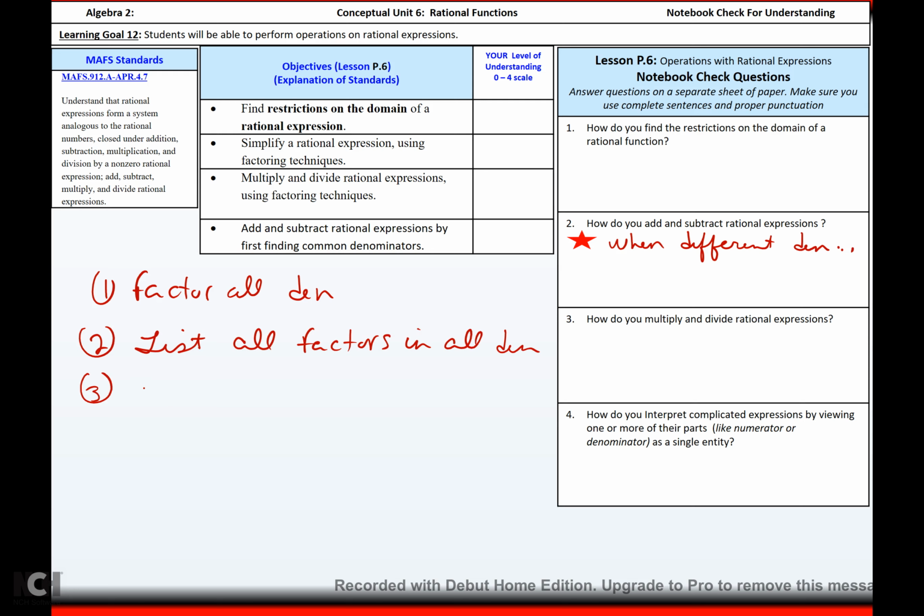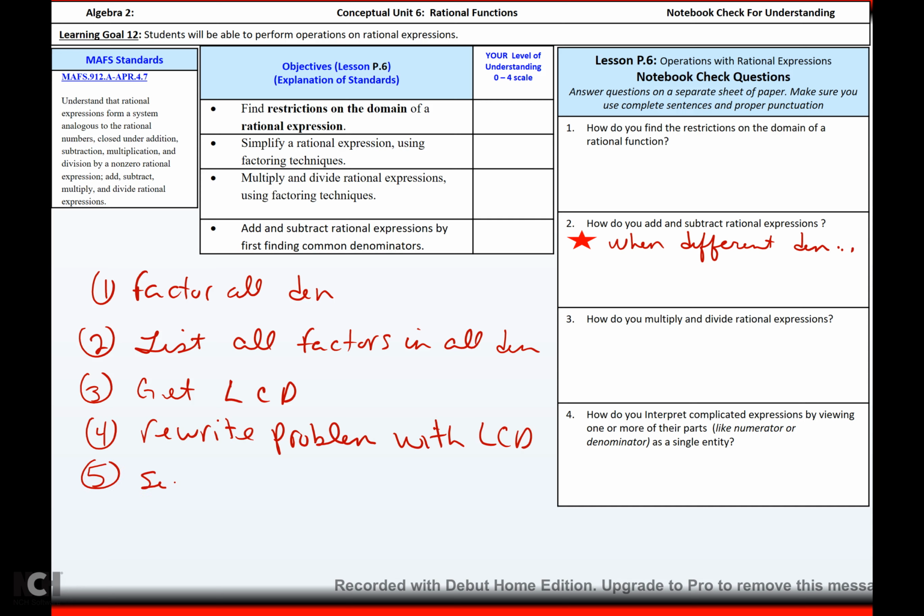Okay, so then you're going to get a least common denominator. Rewrite your fractions. Rewrite the problem with the LCD. And then simplify the top. Simplify and factor the top. Cancel like factors. And simplify again.